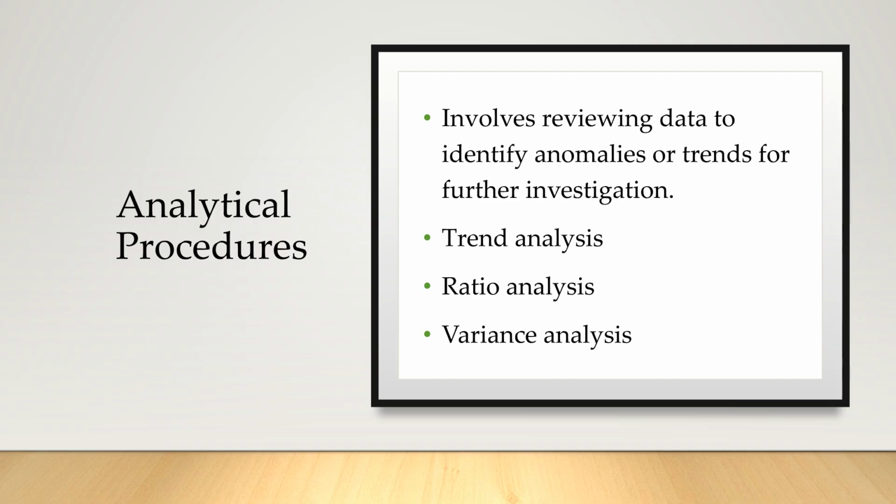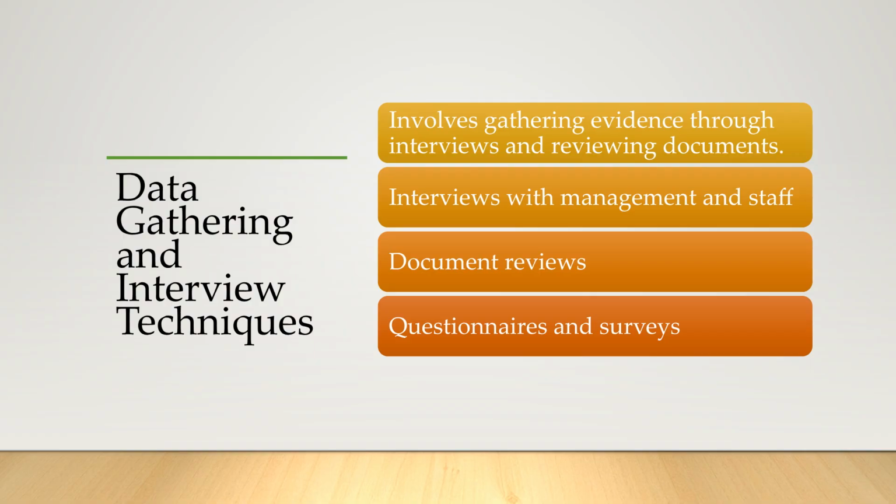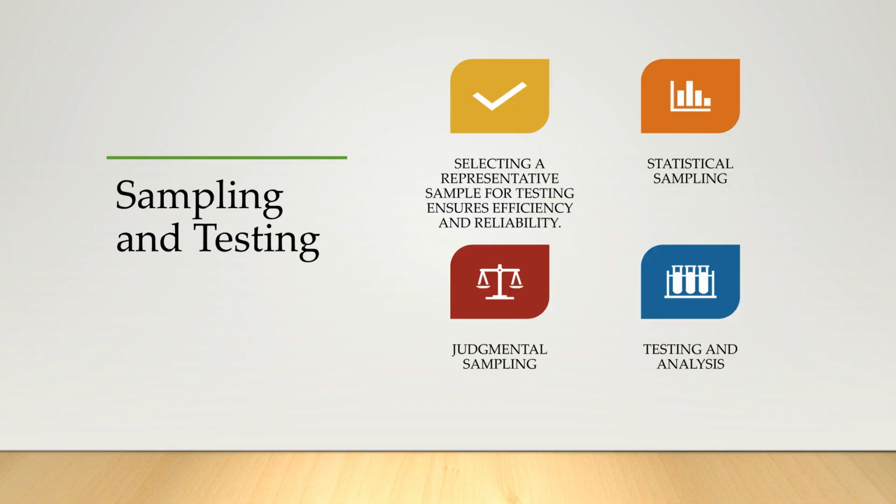Analytical procedures involve reviewing data to identify anomalies or trends. This can be done through trend analysis, ratio analysis, and variance analysis for further investigation. Data gathering and interview techniques involve collecting evidence through discussions and document review. This includes interviews with management and staff, document reviews, and the use of questionnaires and surveys. Selecting a representative sample for testing ensures efficiency and reliability. Techniques include statistical sampling and judgmental sampling, followed by testing and analysis.